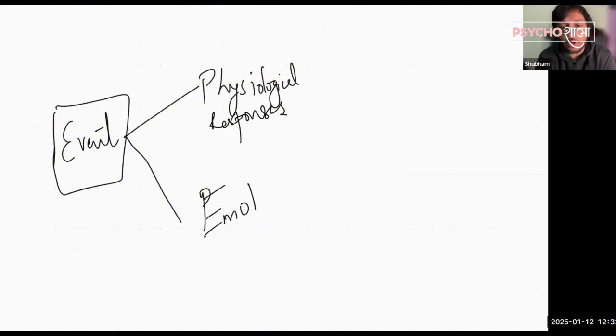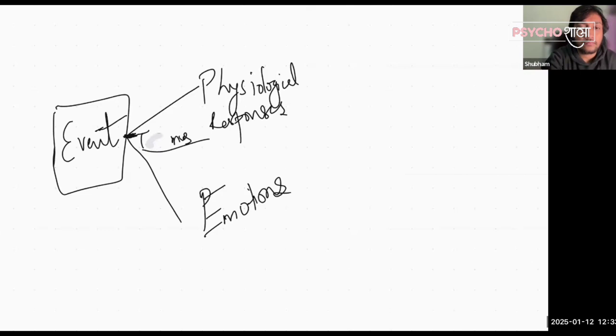Now, what they're trying to say is that when this event happens, it happens in our brain, in a part of the brain called the thalamus. Okay, so in the thalamus, our brain processes the event. The part of the brain which processes the situation is called the thalamus, and then at the same time the physiological response also happens, and emotions are also generated. We also feel emotions.